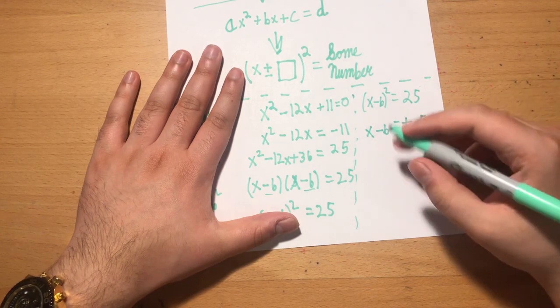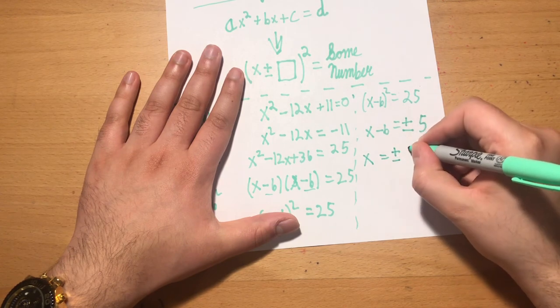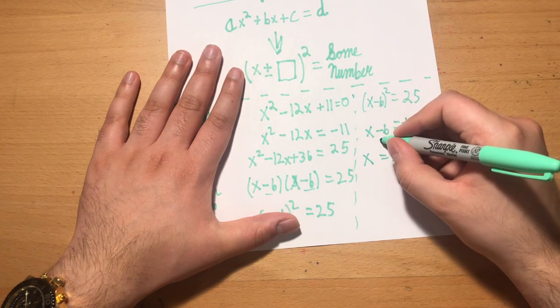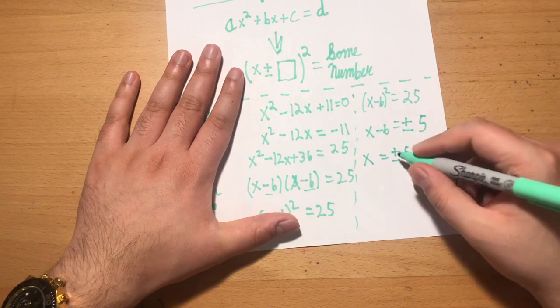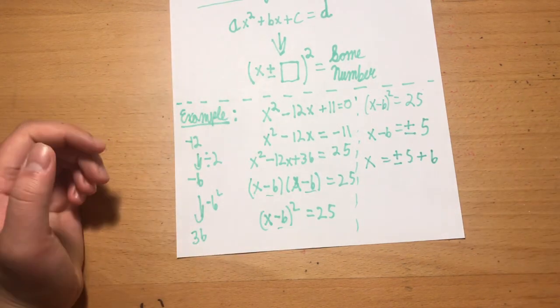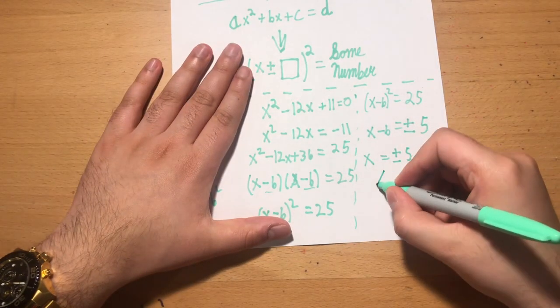Okay? And now we get x alone. So x equals plus or minus 5. And then we add 6 to both sides to get plus or minus 5 plus 6. Now, what does this mean, the plus or minus 5? It means we need to do one version of the equation where we use a positive 5, and one version of the equation where we use a negative 5. So let's split that up.